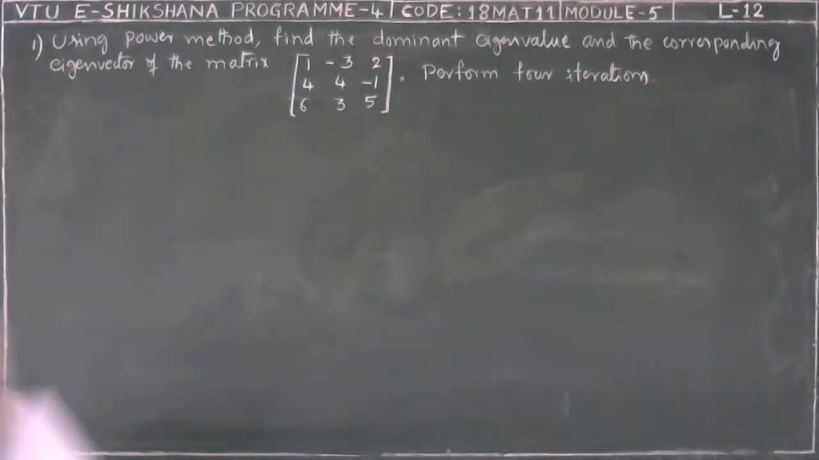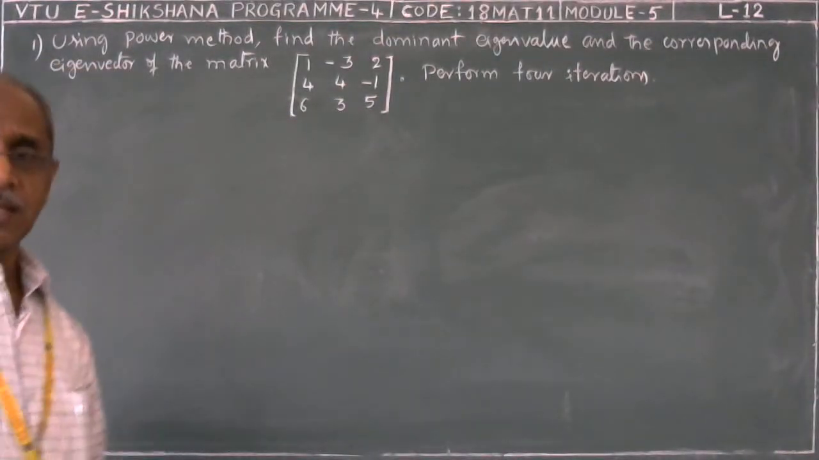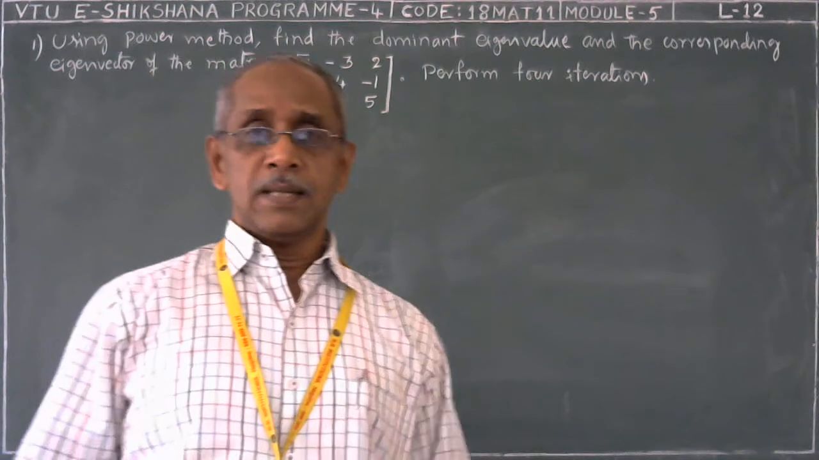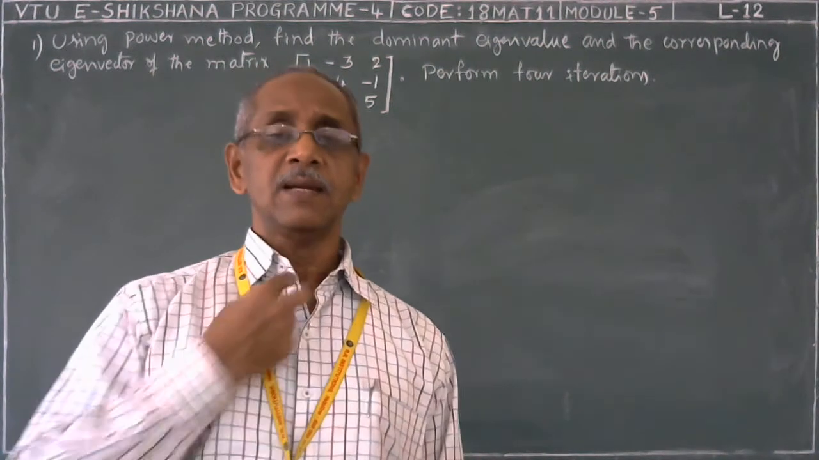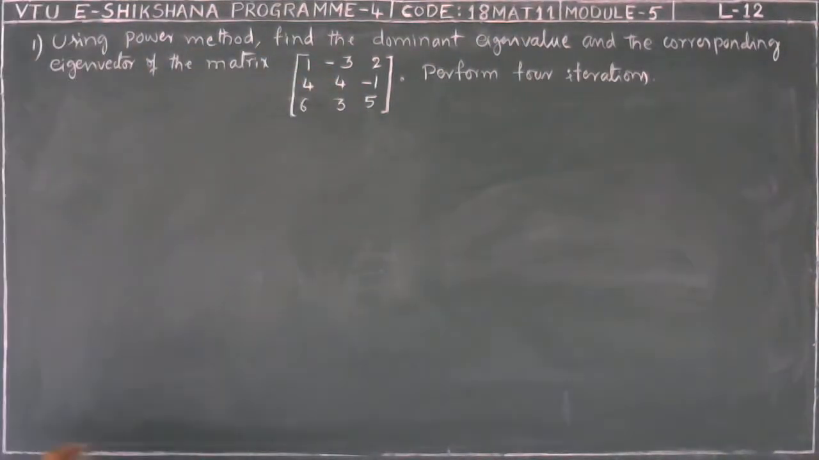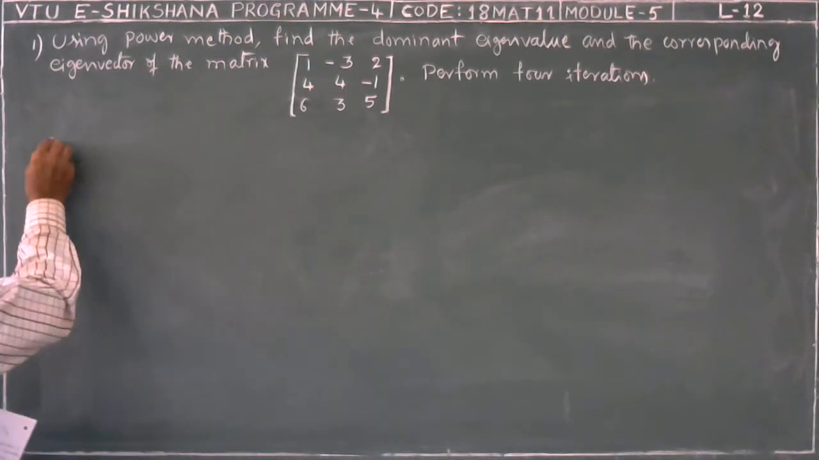Try to perform only 5 iterations. No need to compare the two successive iterations whether they are the same or not, up to the desired iteration. So the solution part.